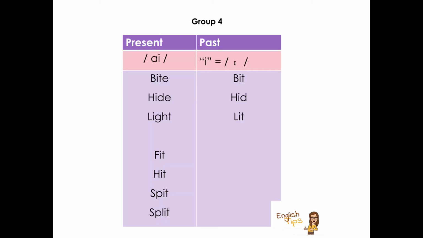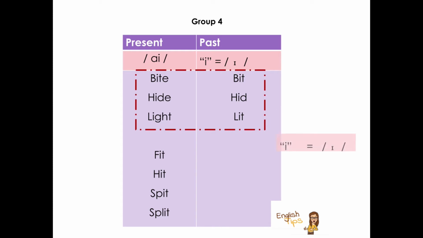Okay, we are going to continue with group 4. And as you can see, there are some variations. For example, these sounds change from I to I. Bite becomes bit, hide becomes hid, and light, lit.